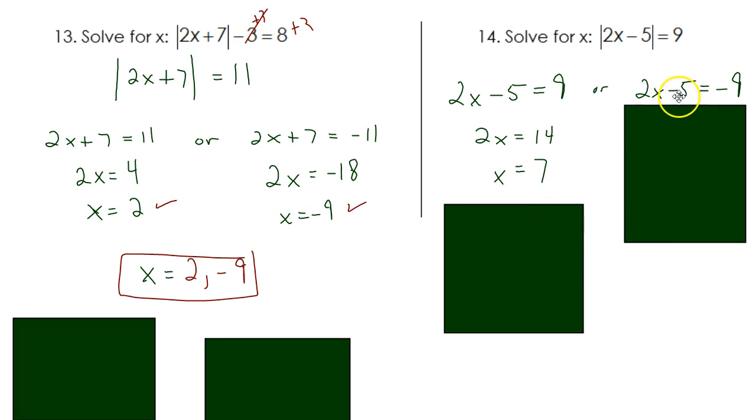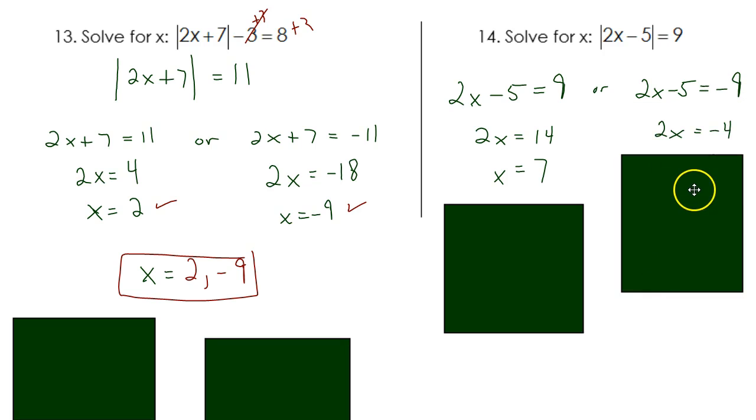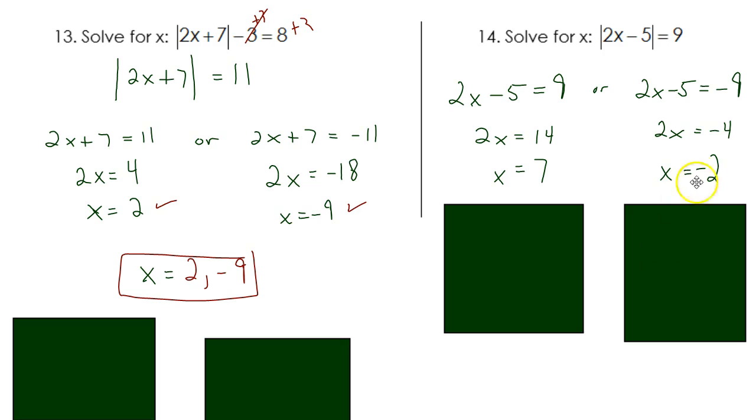On the right side, I've got 2x minus 5 equals negative 9. I'll add 5 to both sides to get negative 4. Then divide both sides by 2 to get negative 2. When I plug in 7, 2 times 7, 14 minus 5 is positive 9. The absolute value of positive 9 is 9. Or when I plug in negative 2, 2 times negative 2 is negative 4. Negative 4 minus 5 is negative 9. And the absolute value of a negative 9 is positive 9.